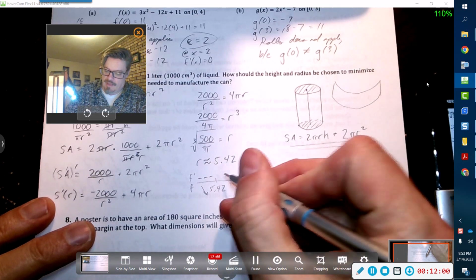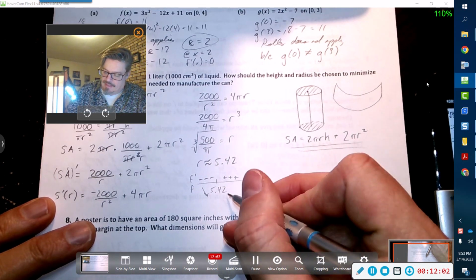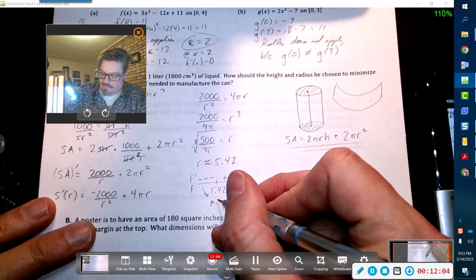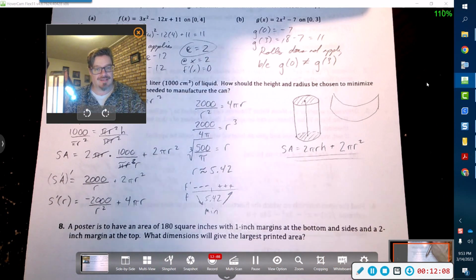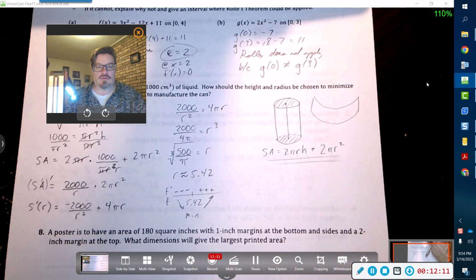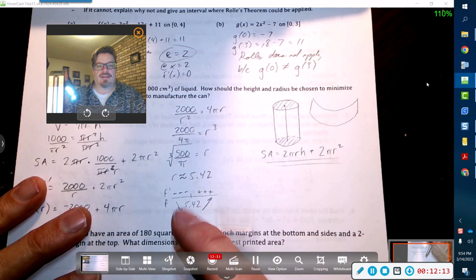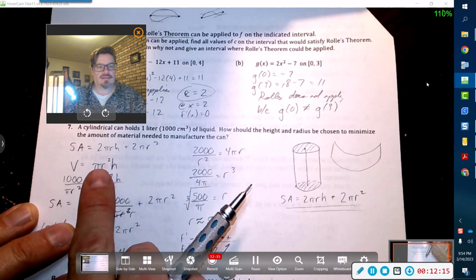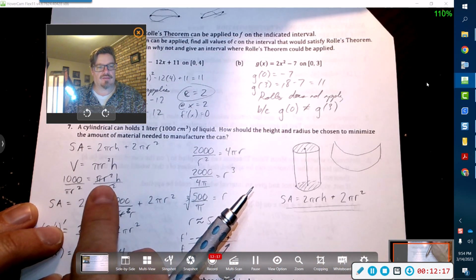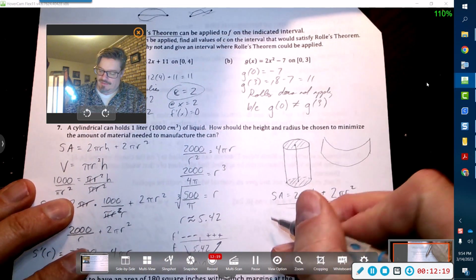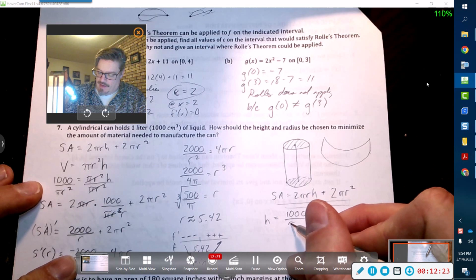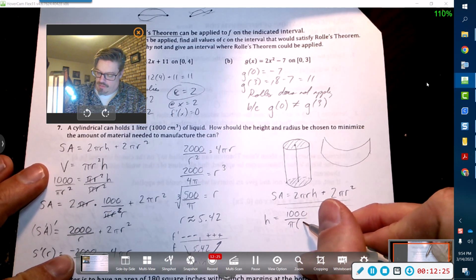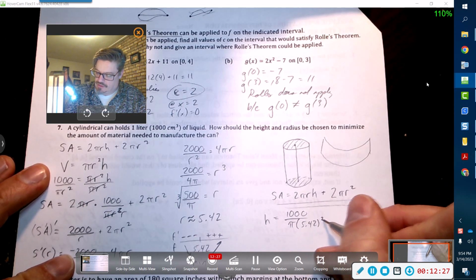All right, so that means that this guy is a minimum. Now there's a little proof there to show that this is a minimum amount of material. And that tells us that we can find the height by solving for this. We said that the height equals 1,000 divided by pi r squared, which is 5.42 squared.